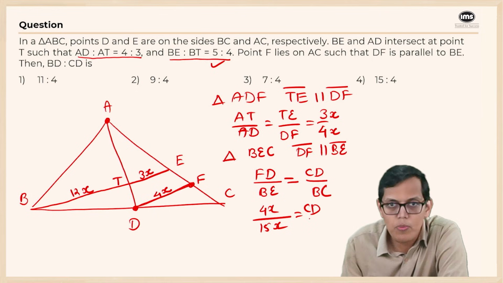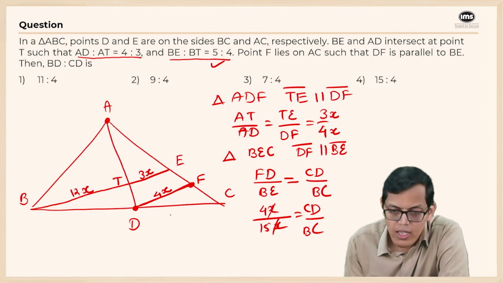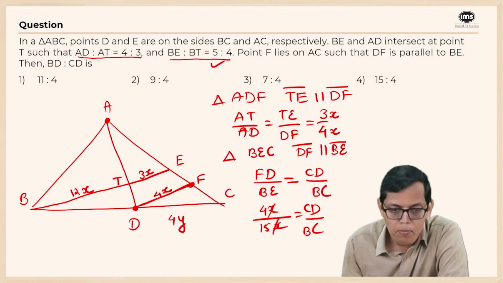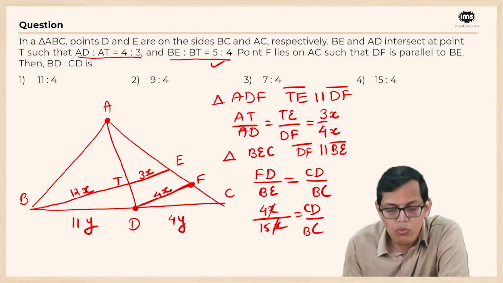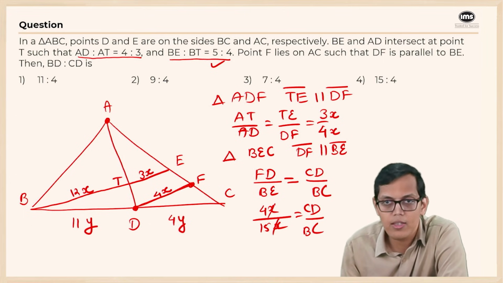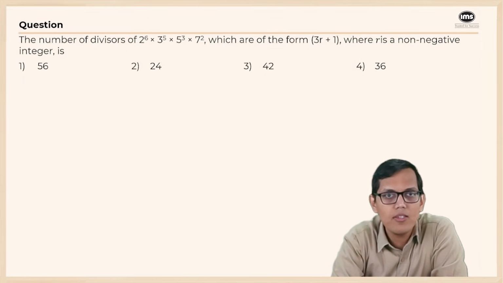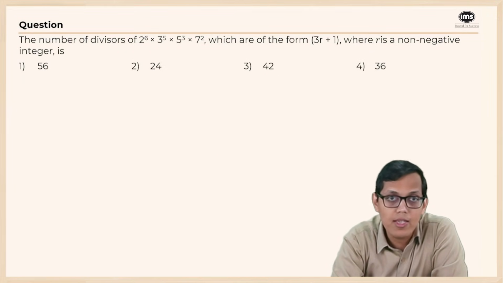That should be the ratio of CD and BC. If CD is, let's say, 4y, then BC is 15y. So I should write BD as equal to 11y. The question wanted us to find BD is to CD. The answer is 11:4.